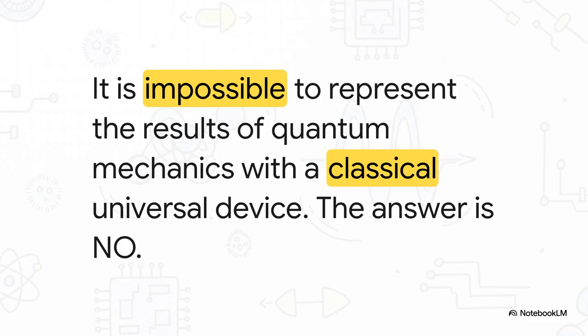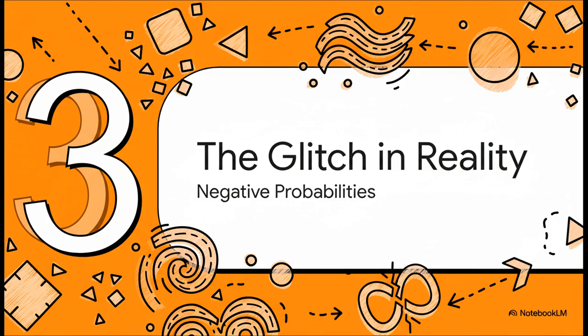Not at all. This beautiful, elegant workaround completely shatters the moment it comes up against the deep weirdness of quantum reality. The classical dice-rolling computer just isn't enough. So why? Why does it fail so spectacularly? Well, it all comes down to a concept so bizarre it honestly sounds like a typo. Let's call it the negative probability glitch. And it's the hidden catch that breaks everything.